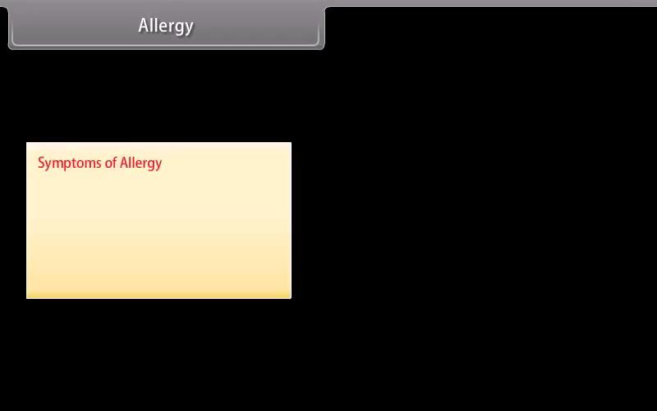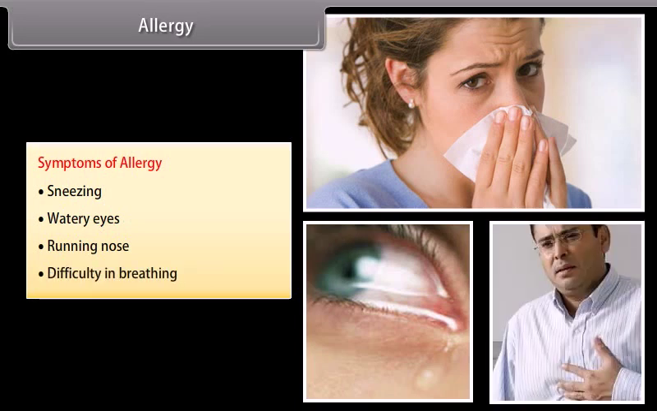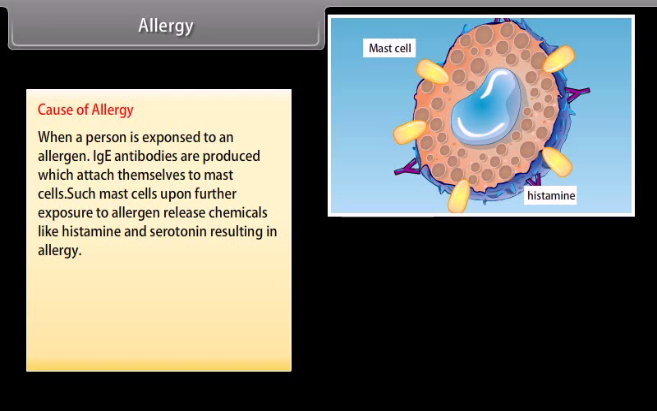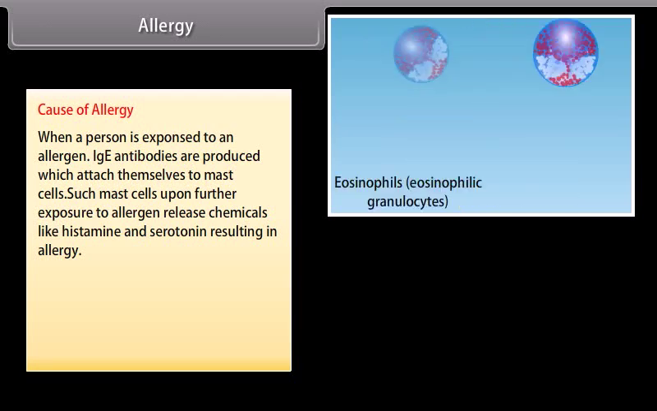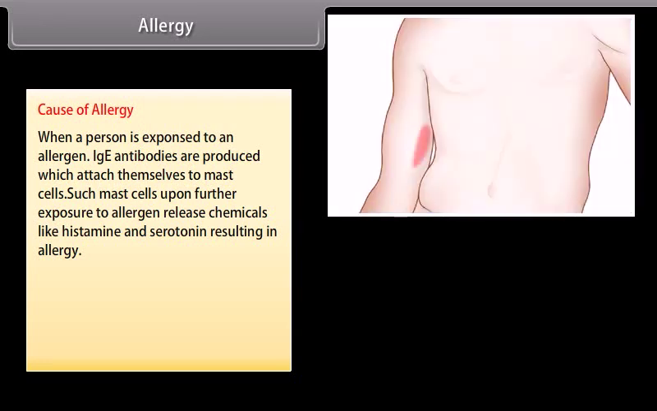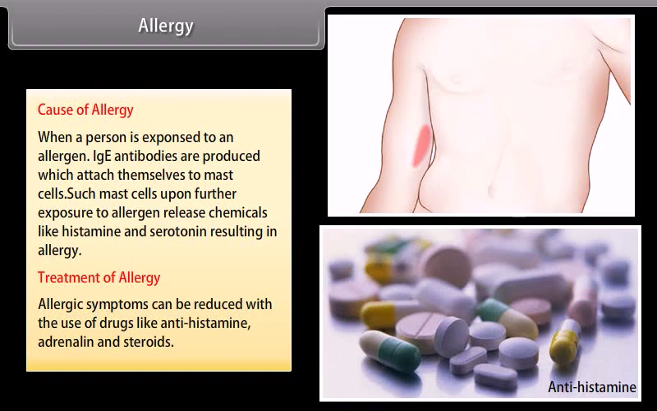Symptoms of allergy: sneezing, watery eyes, running nose, difficulty in breathing. Cause of allergy: when a person is exposed to an allergen, IgE antibodies are produced which attach themselves to mast cells. Such mast cells, upon further exposure to the allergen, release chemicals like histamine and serotonin, resulting in allergy. Treatment of allergy: allergic symptoms can be reduced with the use of drugs like antihistamine, adrenaline, and steroids.